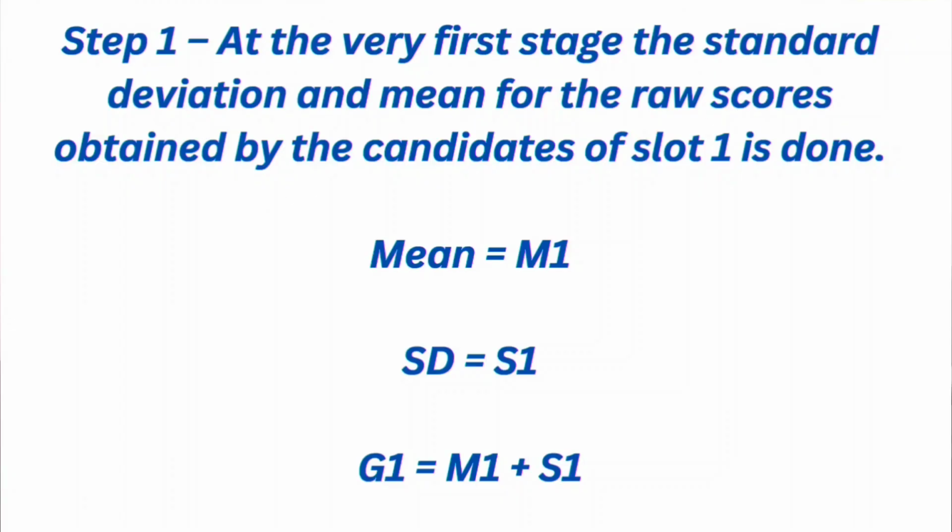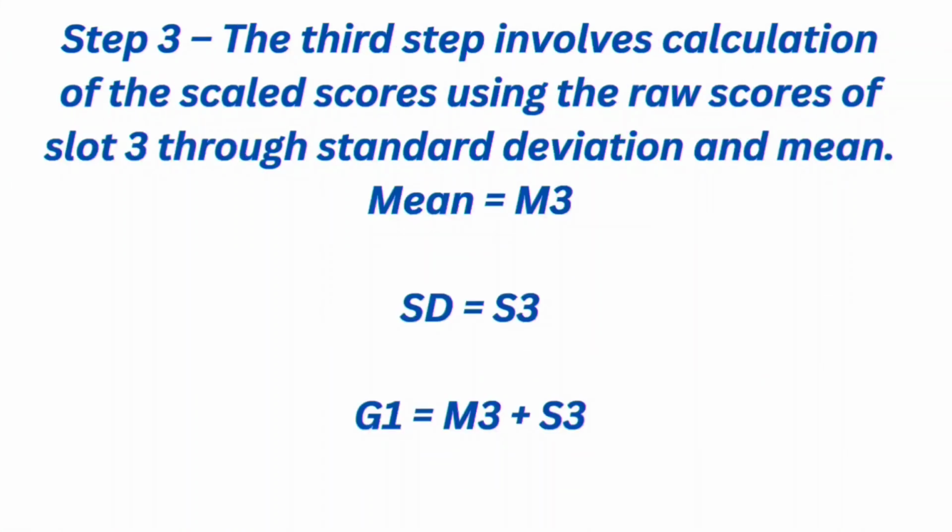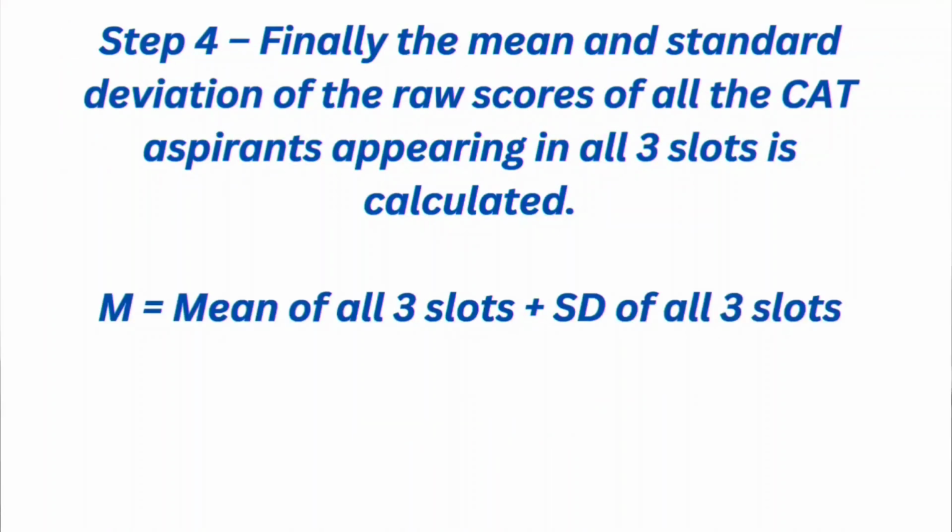At the very first stage, the standard deviation and the mean for the raw scores obtained by the candidates of slot 1 is calculated. Then in step 2, the standard deviation and mean for the slot 2 candidates is calculated from the raw scores. Step 3 involves the calculation of scaled scores using the raw scores of slot 3 through standard deviation and mean. Then in step 4, finally, the mean and standard deviation of the raw scores of all the CAT aspirants appearing in all the 3 slots is calculated.